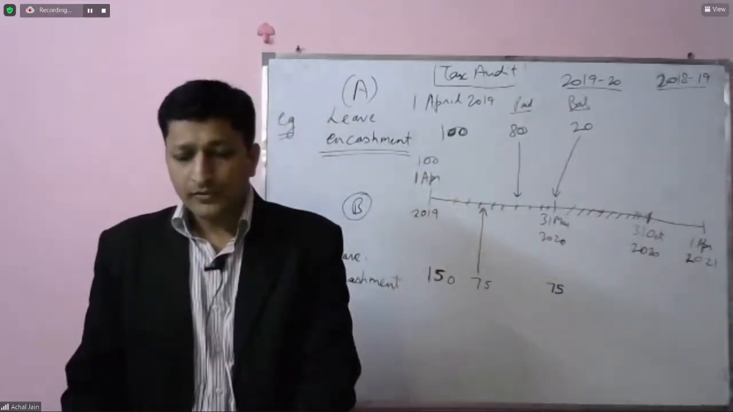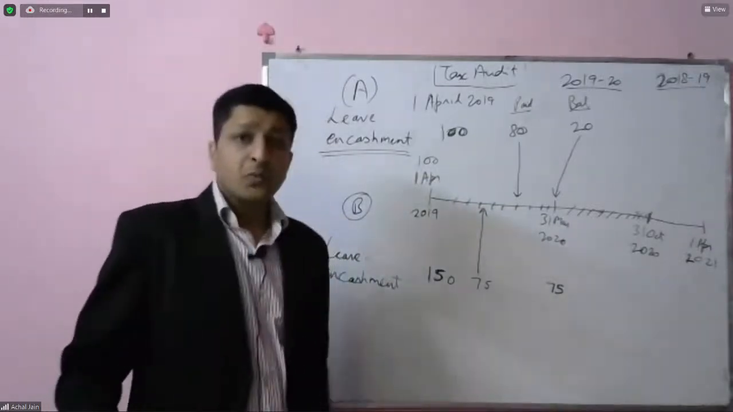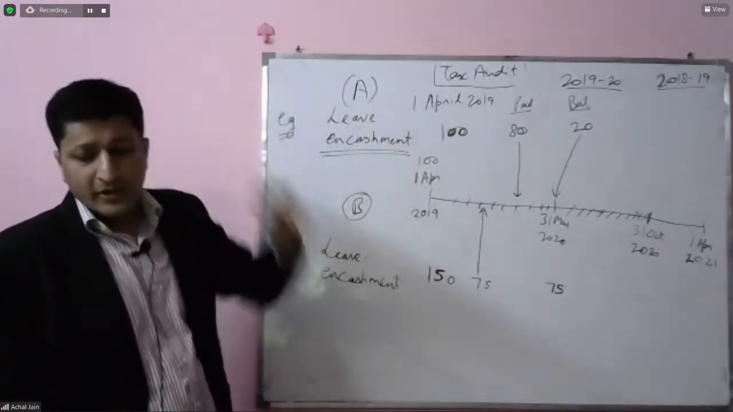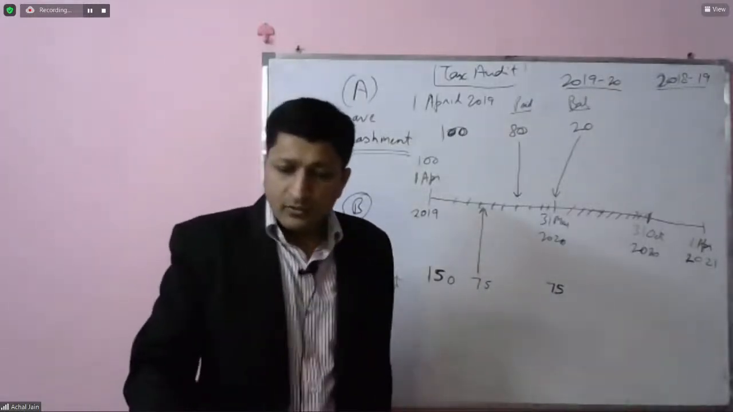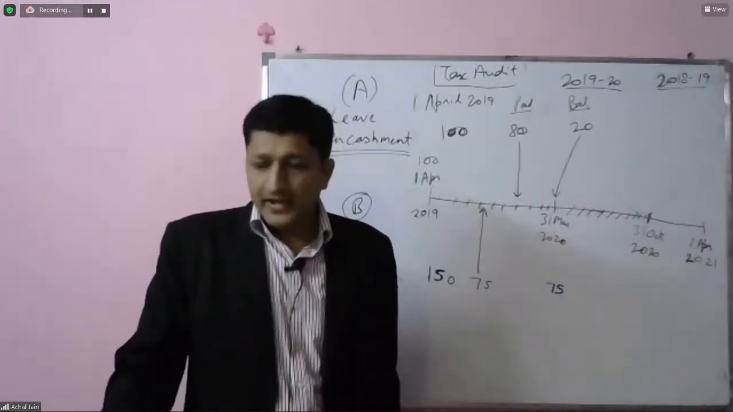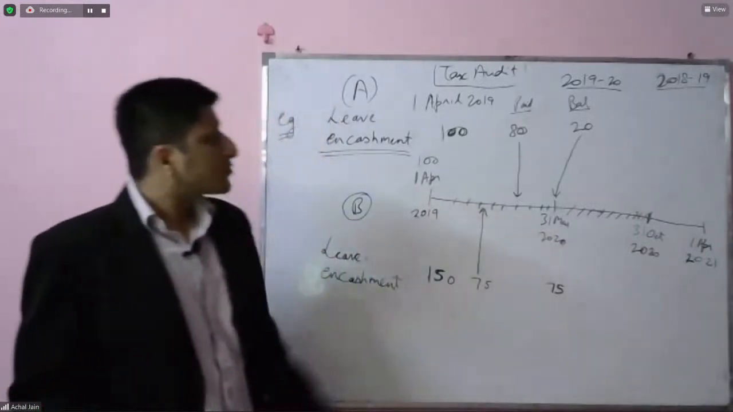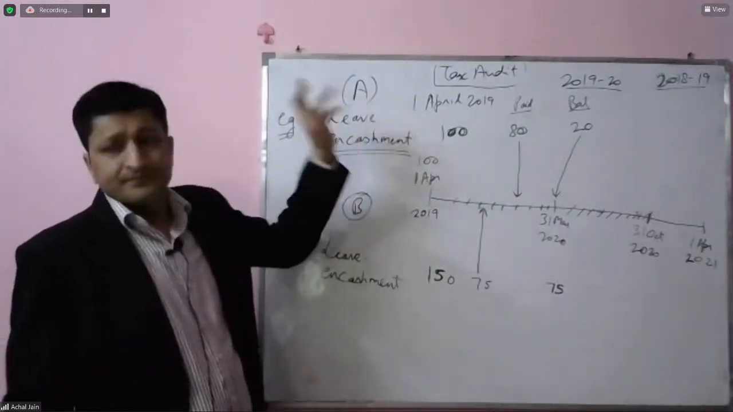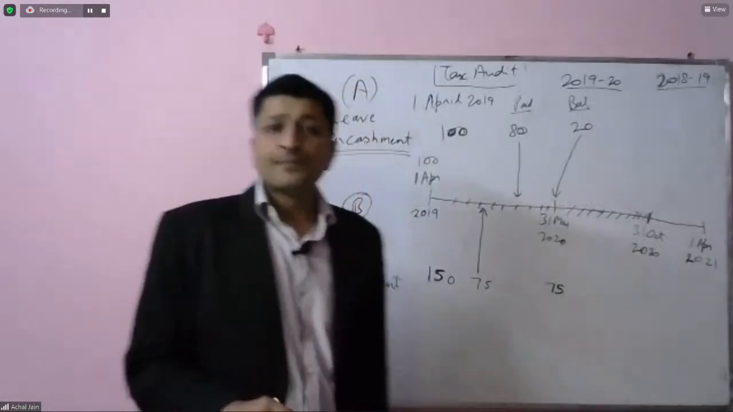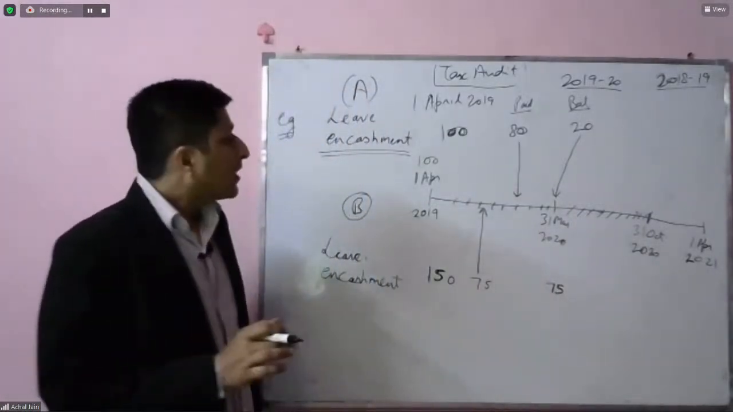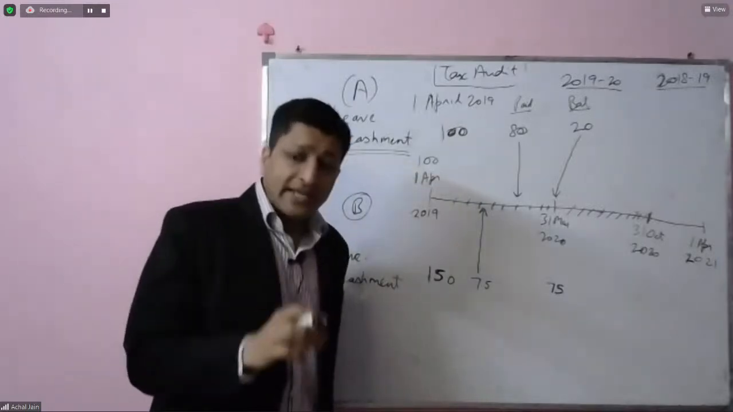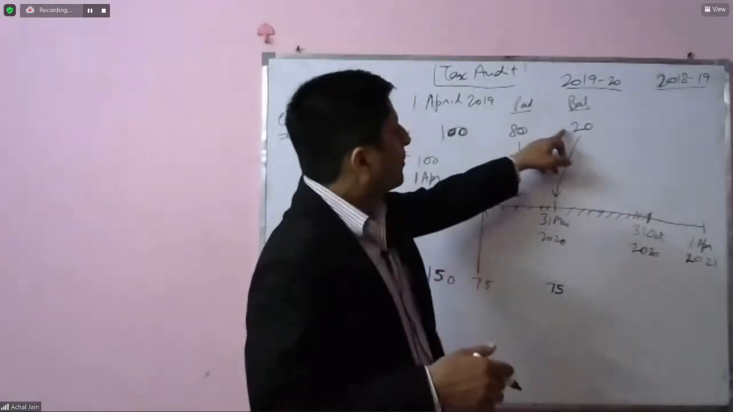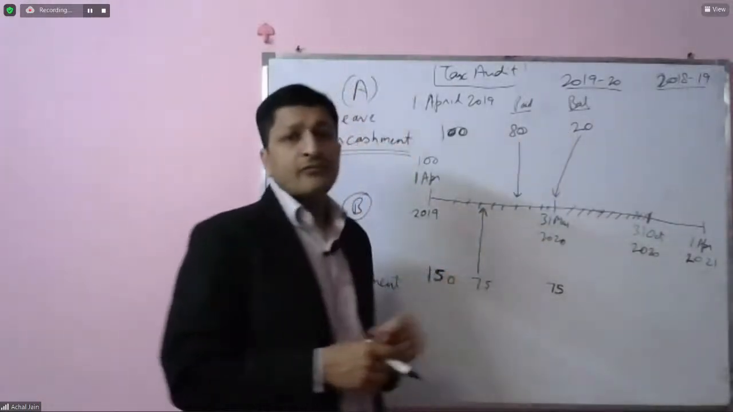Can you tell me, all of you? What amount will be reported on 1st April 2020 under clause A? Quickly. So next year, under clause A, both the amounts 20 and 75 will get reported.